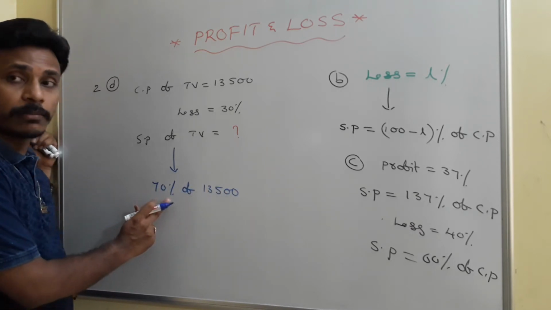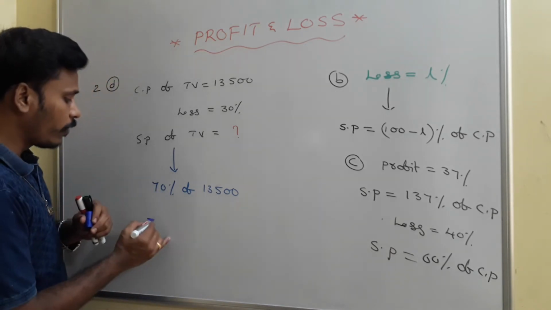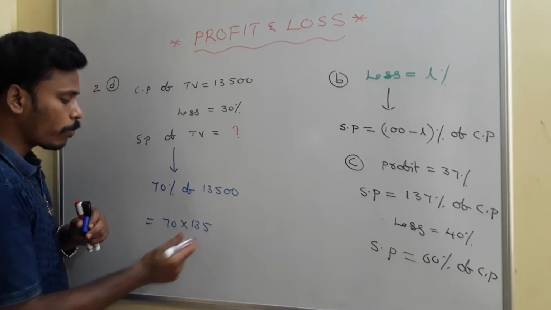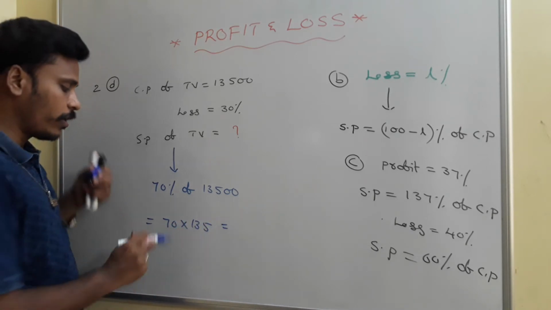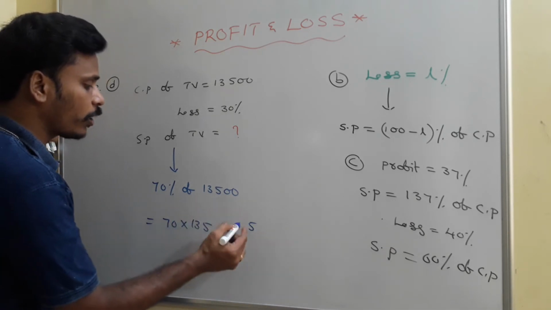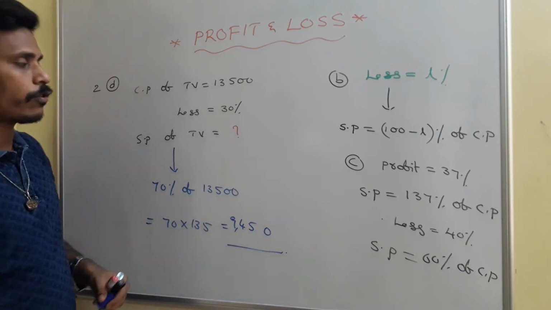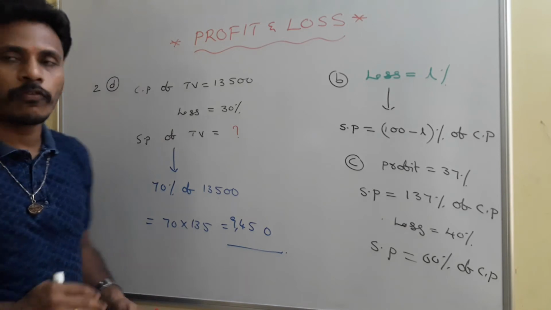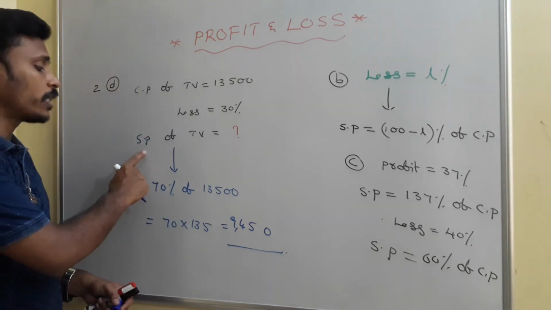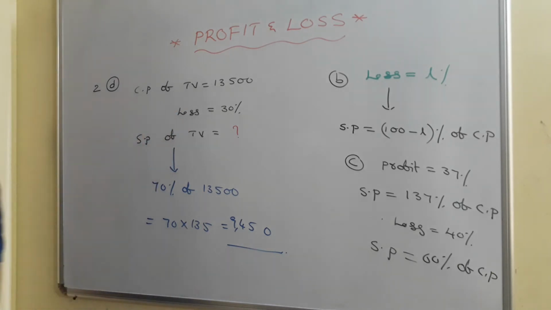This percentage symbol means by 100 will get cancelled with these two zeros, and we are left with 70 into 135. If you multiply these two, that is the selling price of the TV. 7 5s is 35. 7 3s is 21 and 3 is 24, and then 9 4 9,450 is the selling price of that particular TV if there is a loss of 30%. See how simple it is to calculate the selling price if cost price and the loss percentage are given.